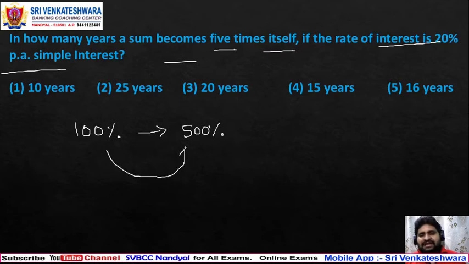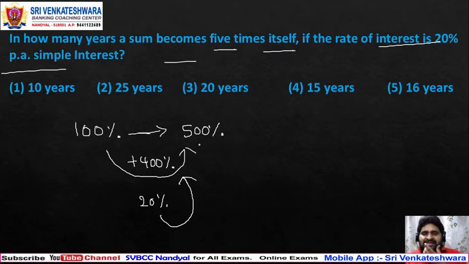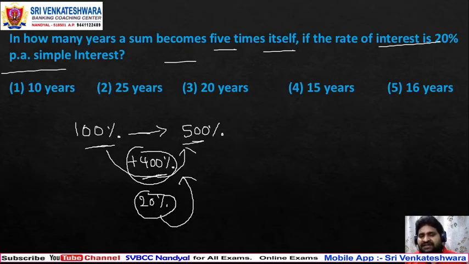100 is becoming 500, which means first of all it has to increase by 400%. But every year it is increasing at a rate of 20. At a rate of 20, to increase 400, how many years will it take? That is simply the question. A sum is becoming 5 times, that means 100 is becoming 500, so we are generating an interest of 400%. To get that 400%, every year we are increasing 20%. So at a rate of 20, 400 divided by 20, 20 twenties are 400. It will take exactly 20 years.